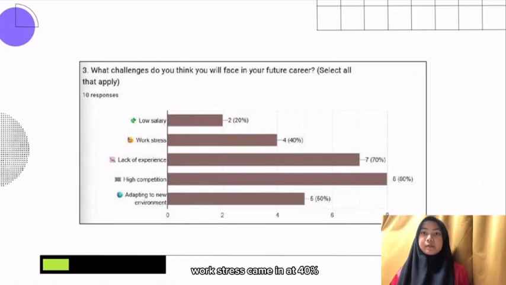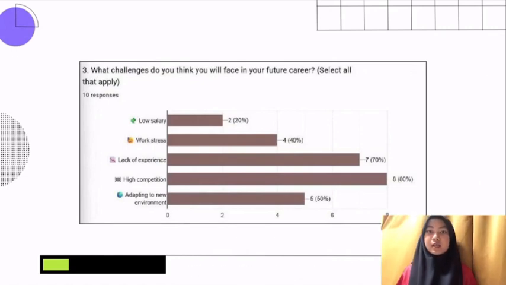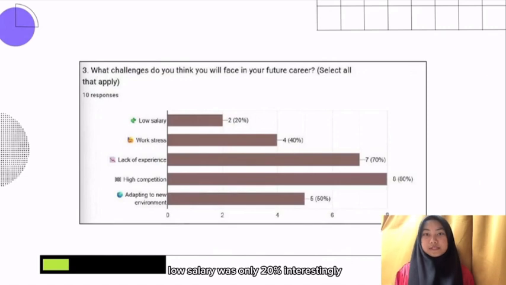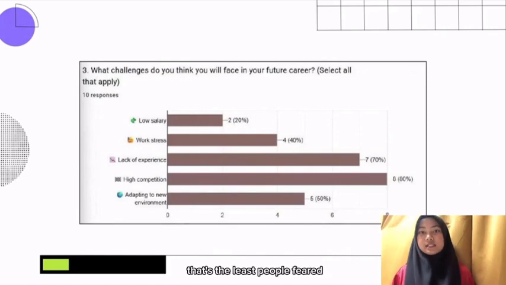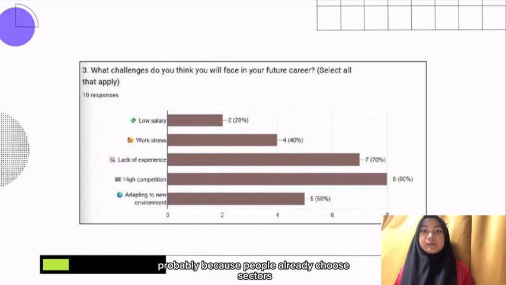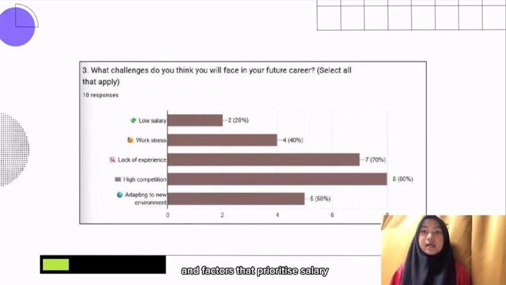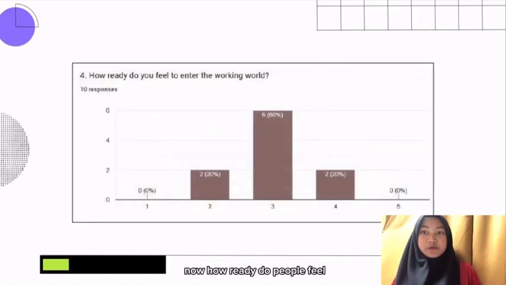Work stress came in at 40%, seen as manageable or expected. Low salary was only 20%. Interestingly, that's the least people feared, probably because people already choose sectors and factors that prioritize salary, so they feel less worried about it. Now, how ready do people feel?